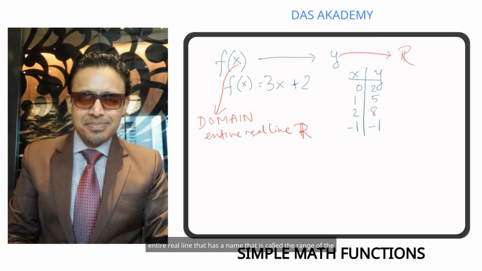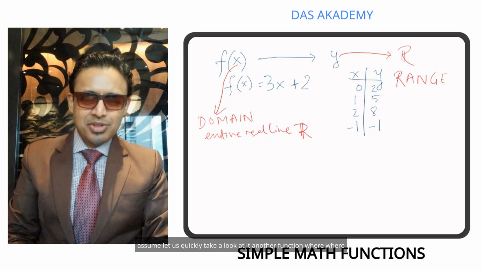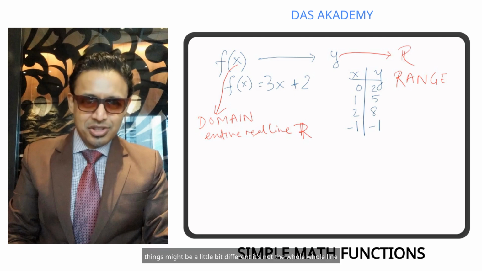That has a name. That is called the range of the function. The range is all the values that the function can possibly assume. Let us quickly take a look at another function where things might be a little bit different. It's not the whole line.